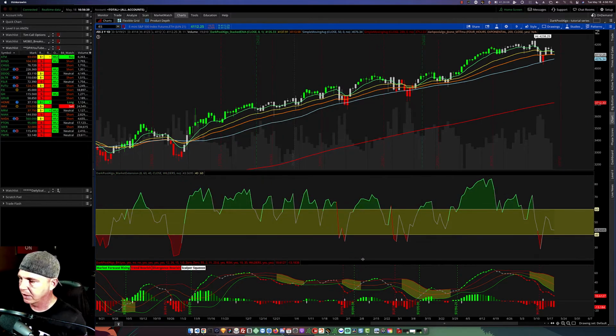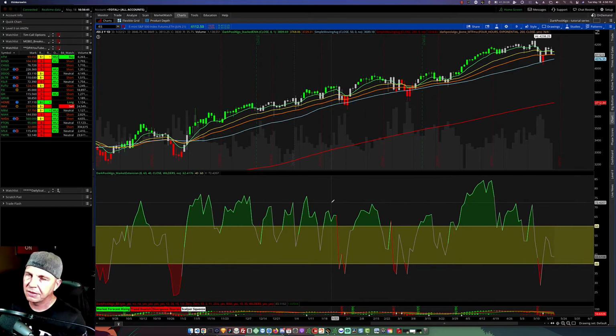All right, market extension. Think of RSI with the market extension, but inverted RSI, if that makes sense.